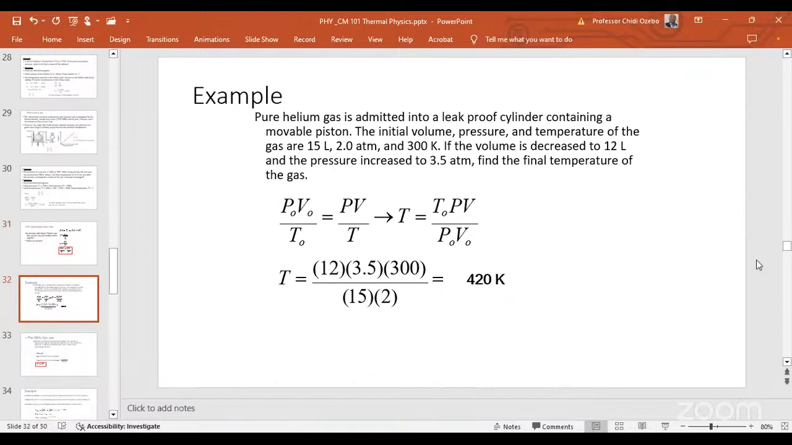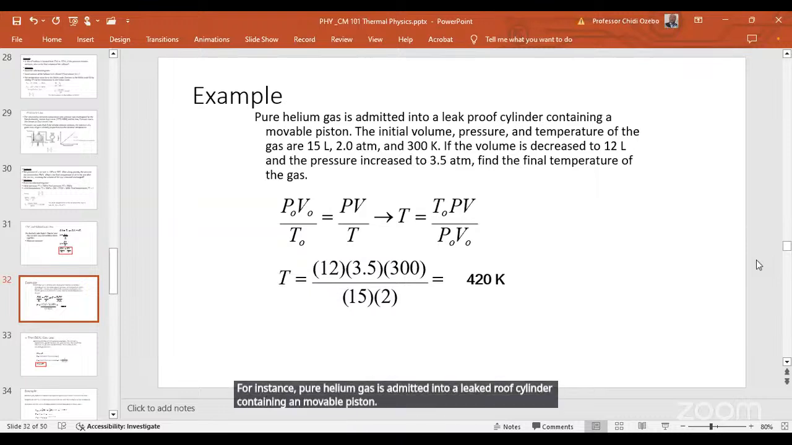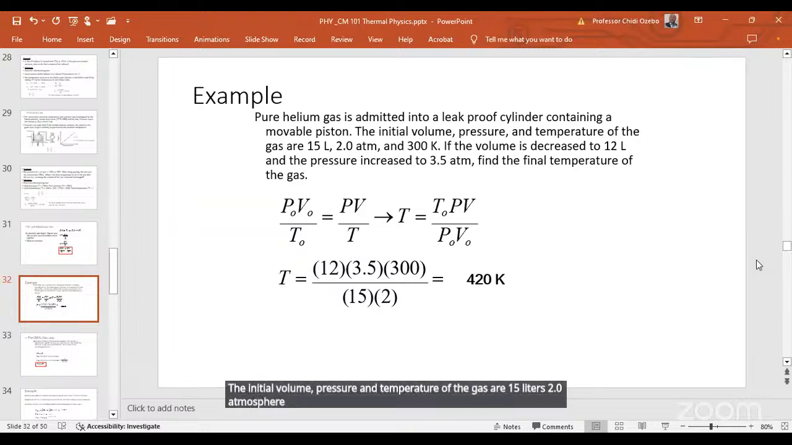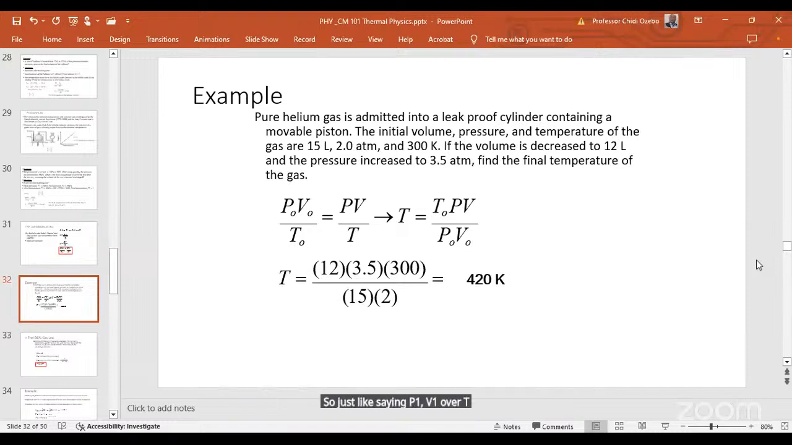For instance, pure helium gas is admitted into a leak-proof cylinder containing a movable piston. The initial volume, pressure, and temperature of the gas are 15 liters, 2.0 atm, that's atmospheric pressure, and 300 Kelvin. If the volume is decreased to 12 liters and the pressure increased to 3.5 atm, find the final temperature of the gas. So just like saying P1 V1 over T1 is equal to P2 V2 over T2. So you look for T2. Or here we use P0 V0 over T1, depending.